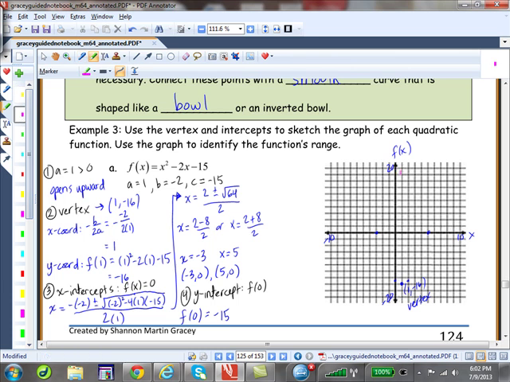Remember that the axis of symmetry will be at x equal to 1. So that is our axis of symmetry. And then graphing it'll be something like this. And this was our axis of symmetry.